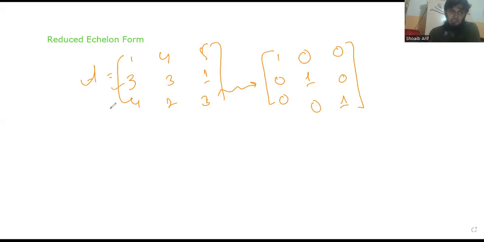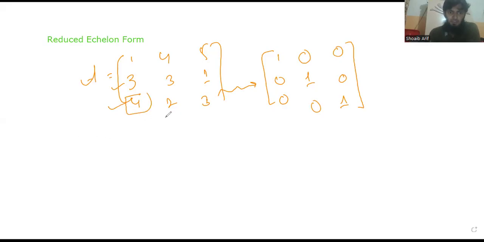So what is the structure of reduced echelon form? This type of matrix we can say is reduced echelon form. We have to show this matrix converted into this form, so we can say this is the reduced echelon form of this matrix. So first of all we will zero this and this entry.